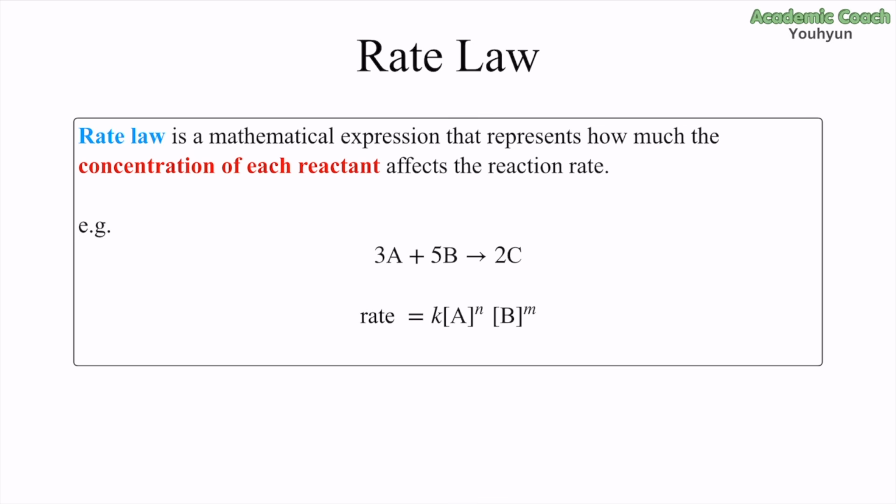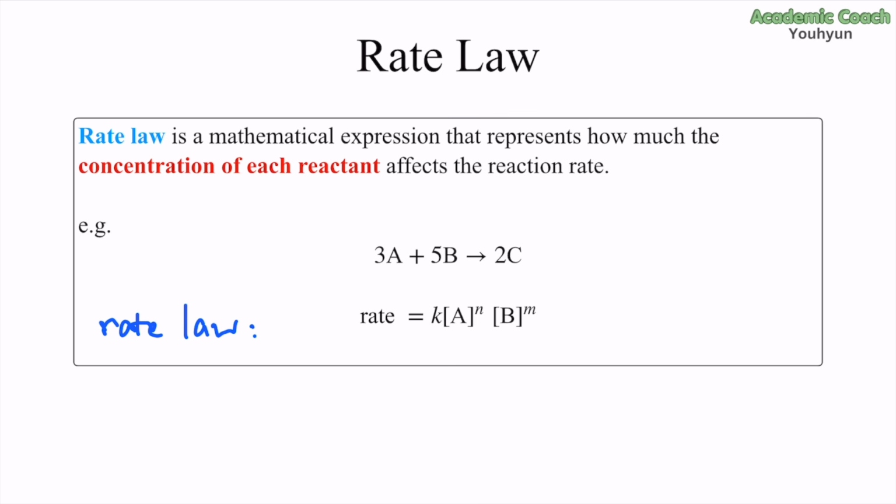Reactant concentration obviously affects the reaction rate, and we want to know how. So we need to learn rate law. It's a mathematical expression that represents how concentration of each reactant affects the overall reaction rate. For example, for a given chemical reaction, if 3 moles of A react with 5 moles of B to produce 2 moles of product C, then we can write the rate law using the concentration of these two reactants A and B.